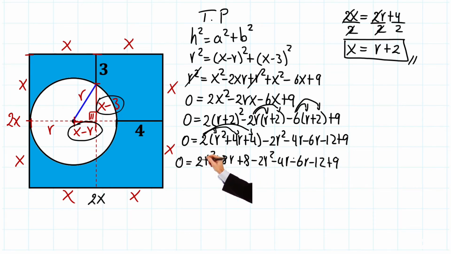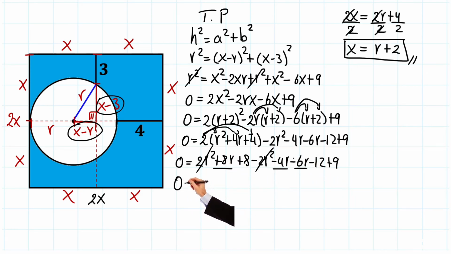And notice that 2r squared and minus 2r squared cancel out here. Goodbye r squared. And over here, we're left with only r. 8r positive. Over here, we have minus 4r and minus 6r, which gives us minus 10r. Minus 10r plus 8r gives us minus 2r. Very well. And over here, we have 8, then we have minus 12 and 9. 8 positive and 9 positive give us 17, and minus 12 gives us 5.